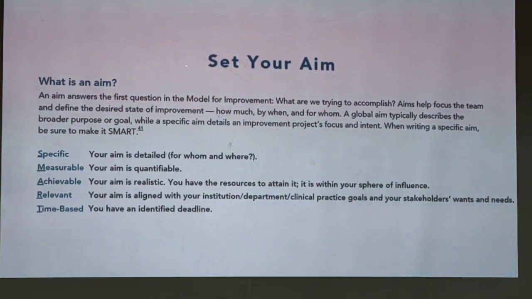It needs to be measurable. So you have to do something that you can quantify in some way. If you do questionnaires, then you're going to be looking at the data, right? You have some data to calculate from. It needs to be achievable, so it has to be realistic, right? You can't do something that you know you have no ability to affect and do. And it needs to be relevant, right? It has to be something that's meaningful to the people you're trying to work with. And it's time-based. Give yourself an identified deadline. We're going to do it from this time to this time.